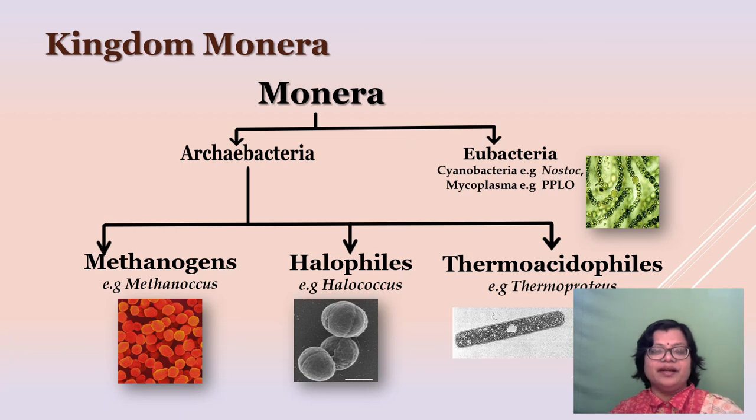Now, the kingdom Monera, on the basis of characteristic features, can broadly be divided into 2 groups. First is Archaebacteria and then the Eubacteria. Eubacteria are considered true bacteria. In my next video, I will discuss them, for example, nostoc. And Archaebacteria are the primitive form of organisms. They evolved when the earth originated, so they can tolerate extreme environmental conditions, and on the basis of habitat they are of 3 types: methanogens, halophiles and thermoacidophiles.